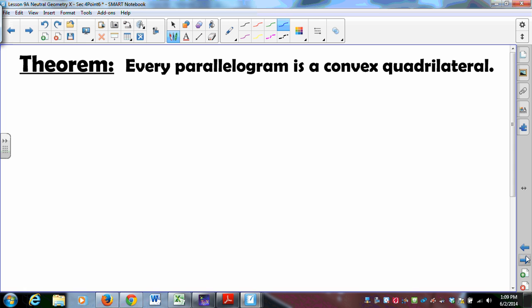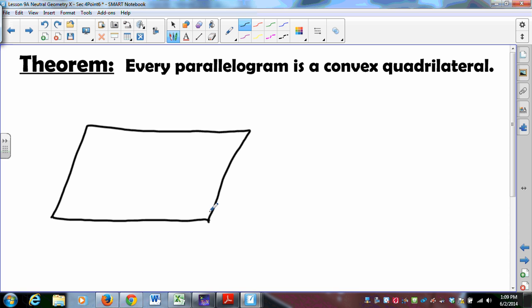Theorem. Every parallelogram, every one, is a convex quadrilateral. So let's see if I've got a parallelogram. I probably don't. It would be too much to ask for a parallelogram, so I'll make one. This is parallelogram ABCD, and by parallelogram, we mean that both pairs of opposite sides are parallel.